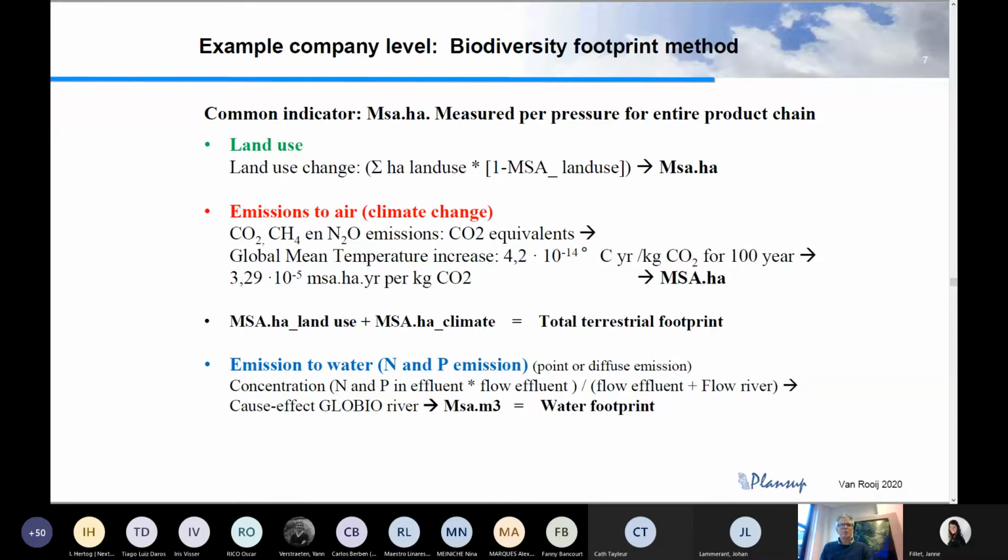Then for the emission to water, you have to distinguish between point and diffuse emissions. For instance, for agriculture, you look a little more at the impacts on the grass and emitting to the streams, but you can also have a point emission. And then you get an impact which is MSA not per hectare, but per cubic meter. For this reason, I would never recommend to combine the two, but I would keep them separate.